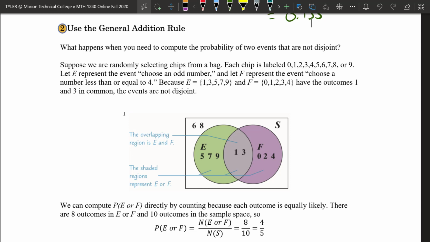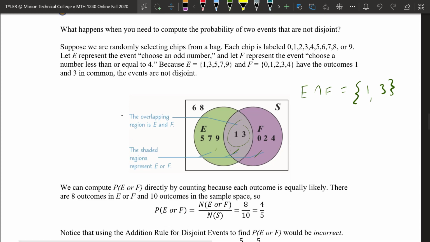Notice that E and F would be equal to drawing a 1 and a 3. That's what's common. So in other words, these events are not disjoint, because if they were disjoint, they wouldn't have anything in common. The intersection of E and F would be the empty set. You can see some labeling here. The overlapping region is E and F, and the shaded regions represent E or F. So all three of these regions here represent E or F.